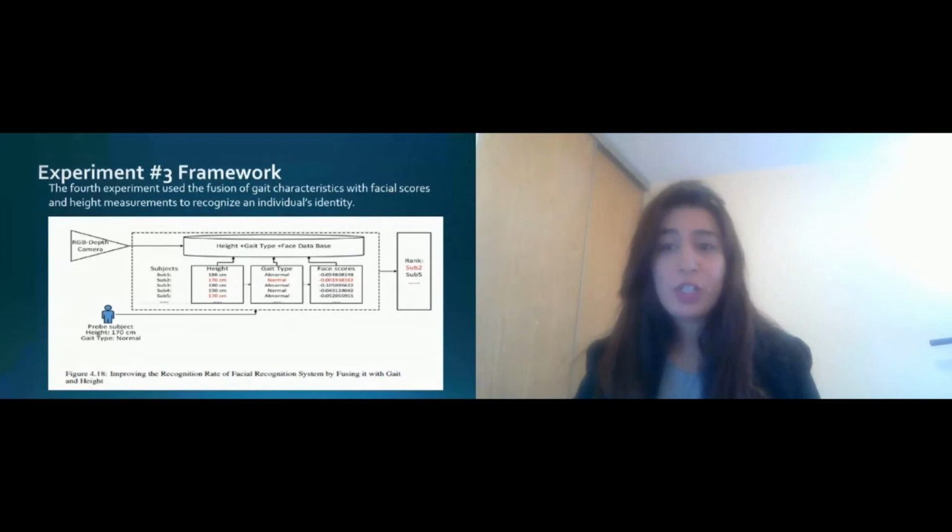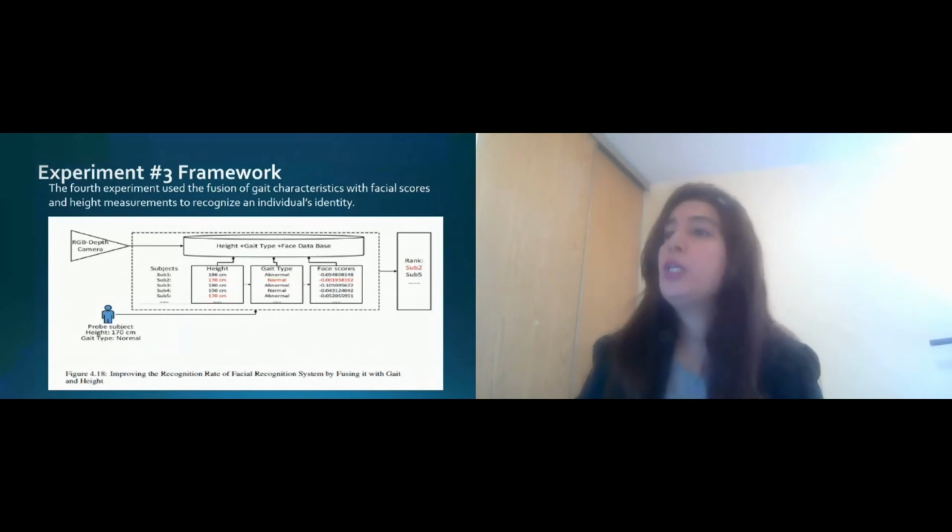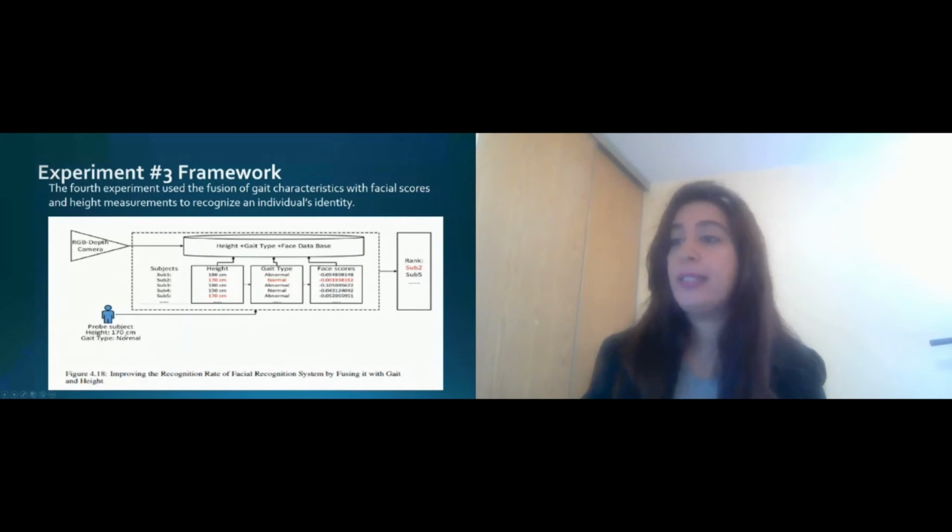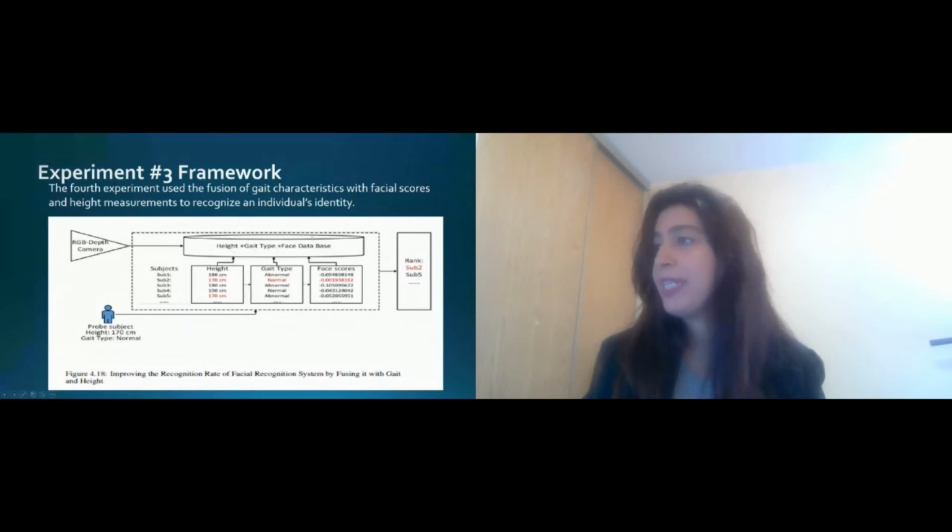This system functions by comparing pre-selected facial features obtained from an image or maybe a video frame with a database of facial images to look for commonalities and identify that individual. So we can see here, for example, a person going to the airport, his height is 170 and his gait type is normal. So this will be compared with a database. Here we have a database that has the height, gait type, face data, and the face characteristic as well.